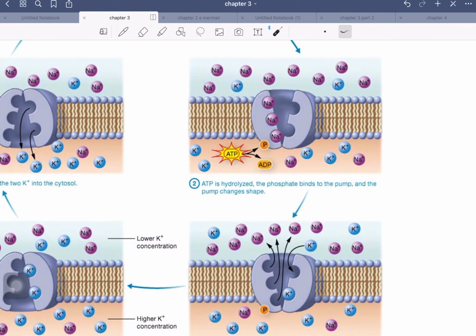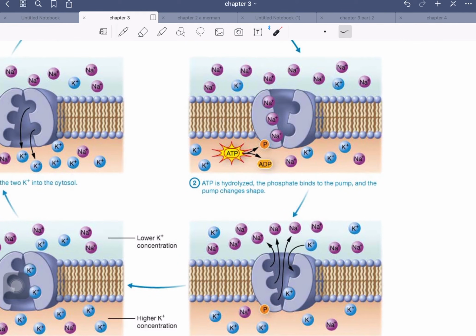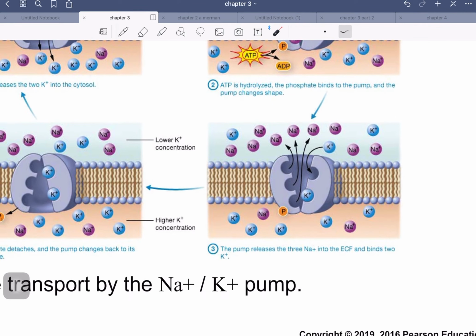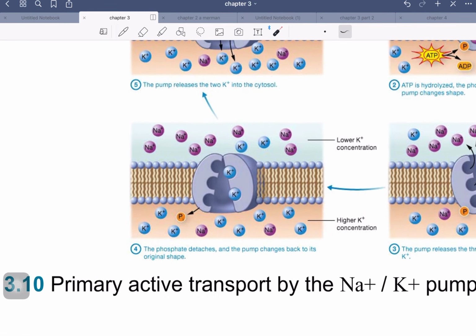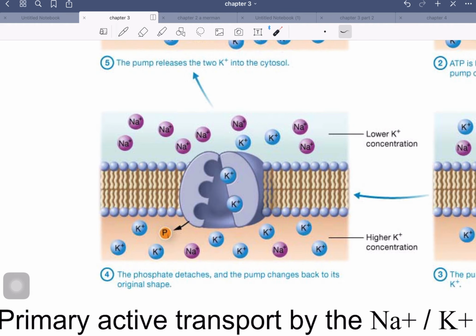Now, the pump, now that it's open to the outside world, will allow potassium to come in. Now you notice that sodium sits here and potassium sits here, so they don't sit on the exact same seats in this pump. And you can see once again, potassium concentrations are higher inside the cell than outside. But this picks up potassium, and the pump will return to its original shape. So the pump releases the 3 sodiums in the extracellular fluid. It binds 2 potassiums.